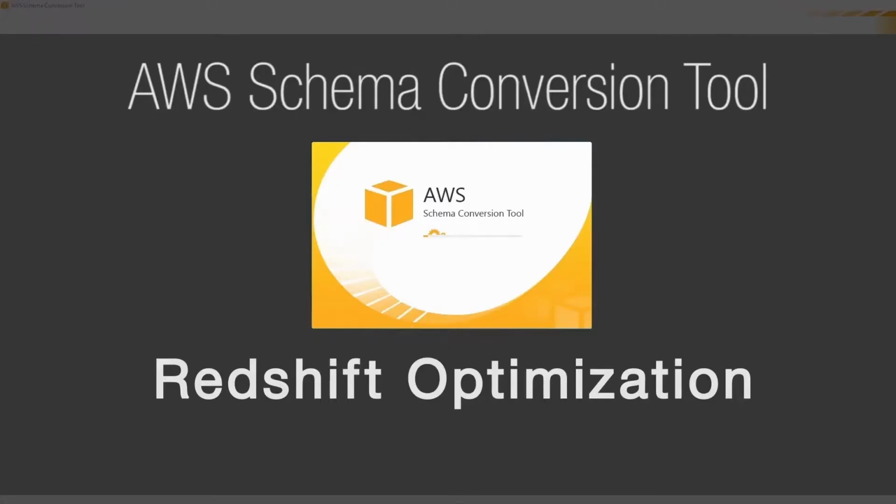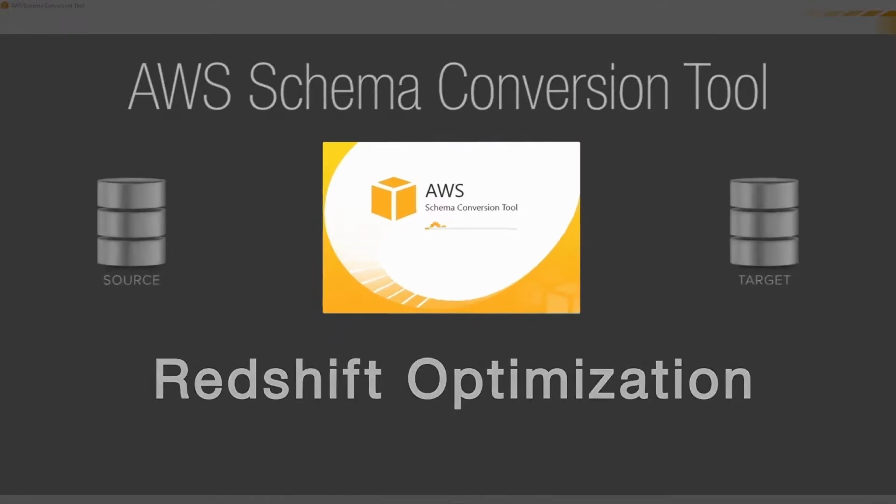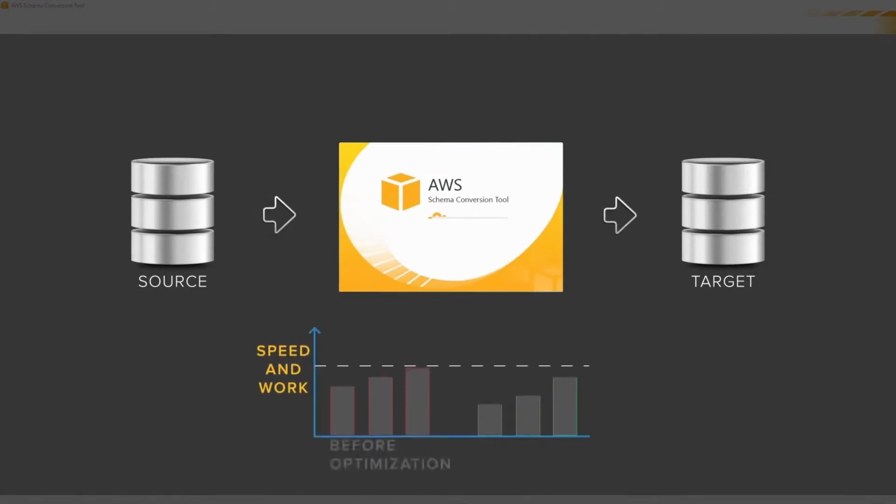In this video, we'll be talking about using AWS Schema Conversion Tool to optimize the existing Amazon Redshift cluster. This special optimization mode was introduced in SCT back in November 2016 when Amazon released a major update for its product. Now we will demonstrate the essentials of Redshift optimization usage for improving the query performance.